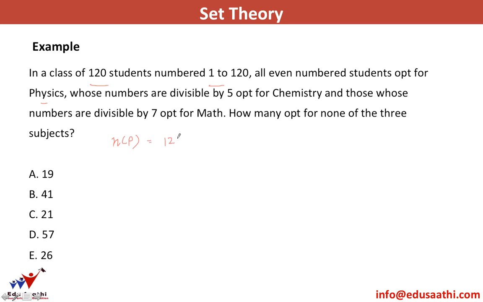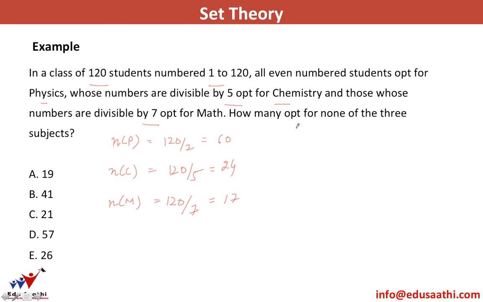So let me write the number of people opting for physics. That would be equal to 120 by 2, since all even numbered people choose that. So this is equal to 60. Now those whose numbers are divisible by 5 opt for chemistry. So the number of elements for chemistry is 120 divided by 5, which is 24. And those whose numbers are divisible by 7 opt for maths. So n for maths here is the quotient when 120 is divided by 7. When you divide, you'll get 17 as the quotient.